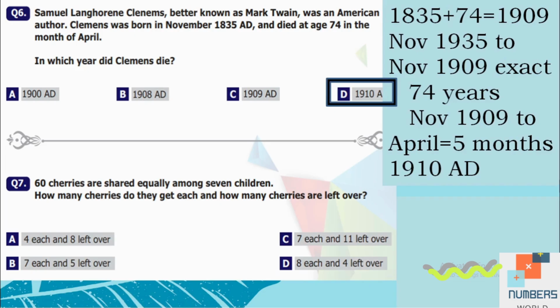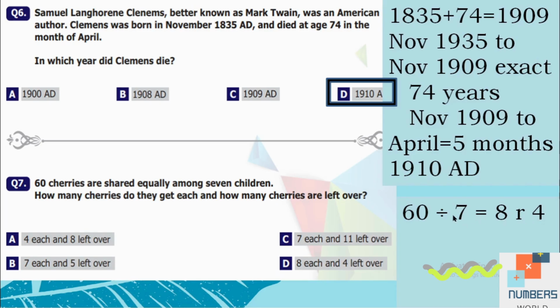Question number 7. 60 cherries are shared equally among 7 children. How many cherries do they get each and how many cherries are left over? So you can easily divide 60 by 7. The answer is 8 remainder 4.